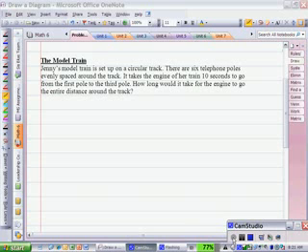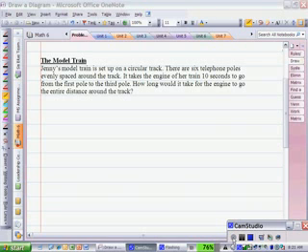Jenny's model train is set up on a circular track. There are 6 telephone poles evenly spaced around the track. It takes the engine of her train 10 seconds to go from the first pole to the third pole. How long would it take for the engine to go the entire distance around the track?